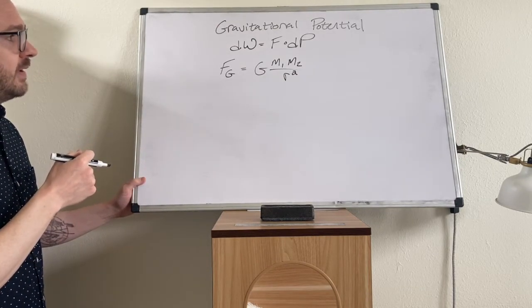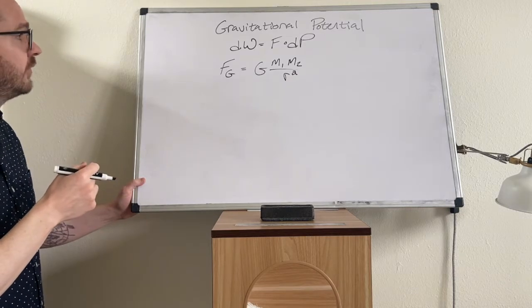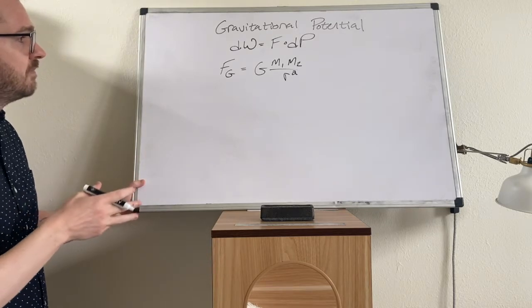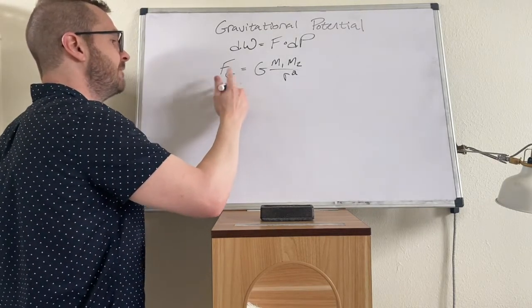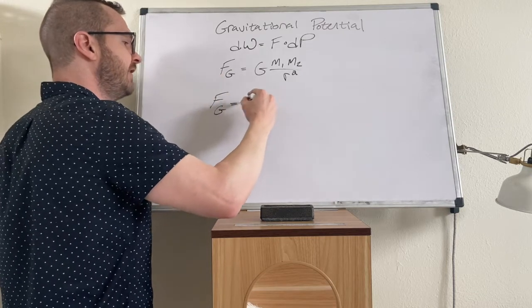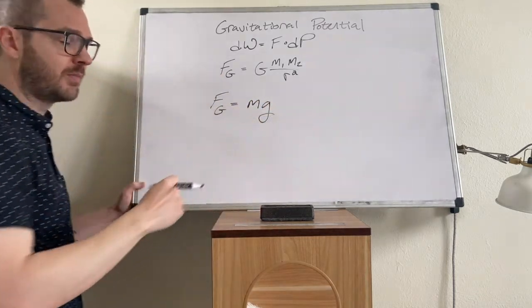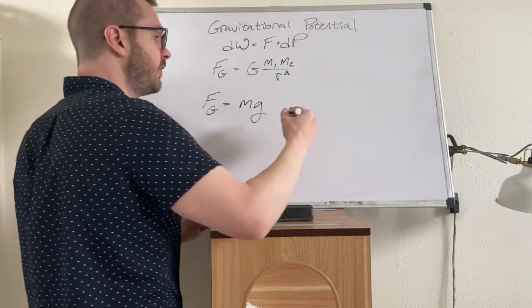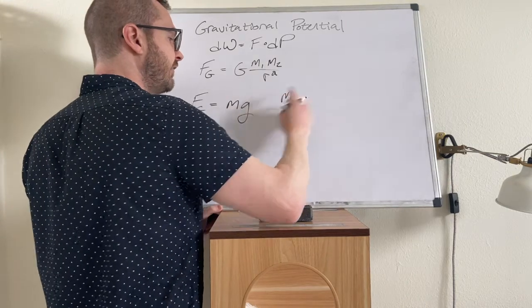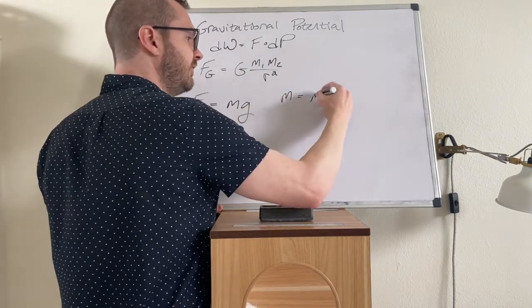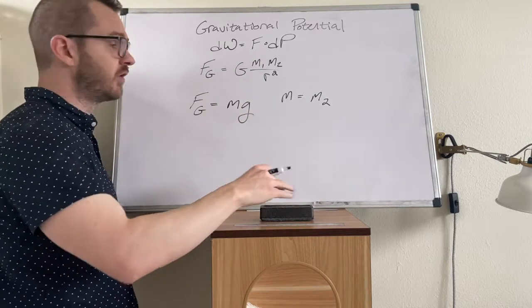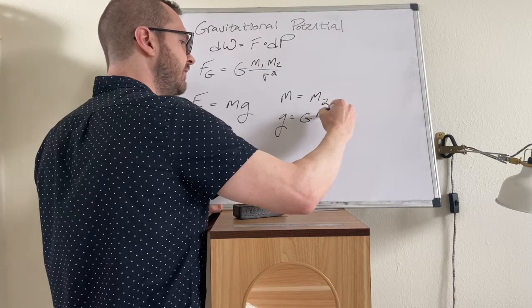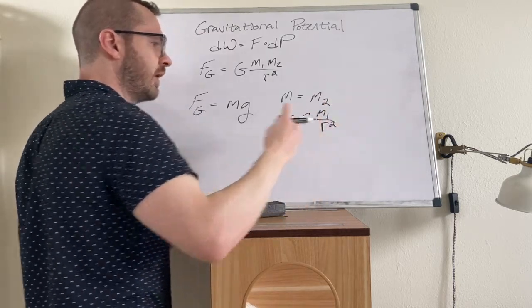Now we can make some assumptions, and let's solve for the simplified gravitational potential first. Let's say that this force due to gravity is m times g. This is probably the form you're most familiar with. We can get this form from the real one if we make two assumptions. First, this m is m2, the mass of your object, and little g is going to equal big G times m1 over r squared.